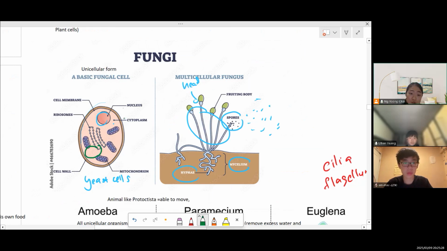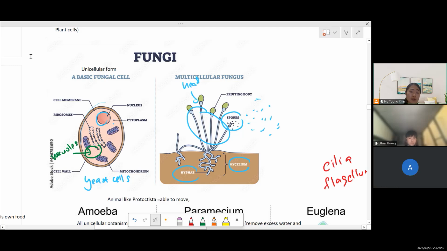You can see there are two circles inside the fungal cell. So you should know one is the nucleus, and the other one is the vacuole. Fungal cells do contain vacuole also. Okay, and then you can take a note. Plant cell contains a large central vacuole, but the animal cell contains small vesicles.